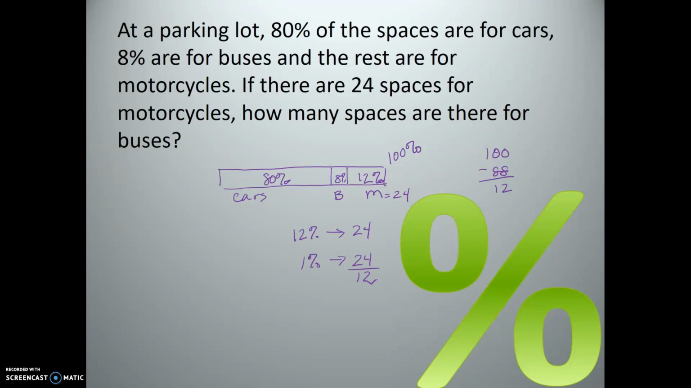Now let's just think for a second. Are we solving for 100%? Because the question says how many spaces are there for buses? So in this particular problem, we're not solving for 100%. We normally are, but not in this case. So we're actually going to solve for 8%. And let's see, let's just divide 24 by 12. That's going to be 2. So we are going to multiply both sides by 8. We have 2 times 8. And 8% is going to equal 16 spaces allotted for buses.